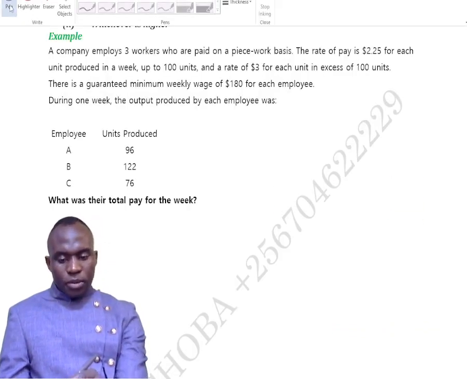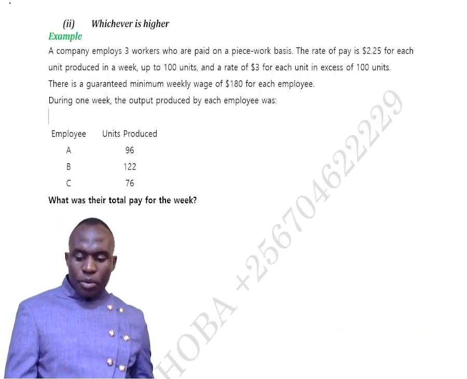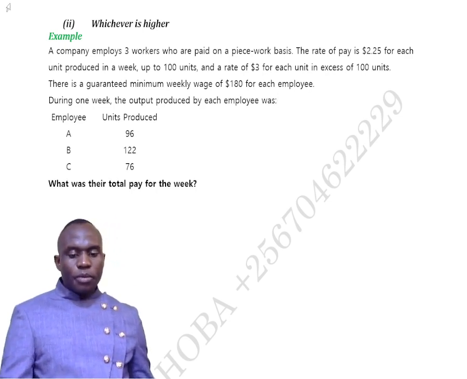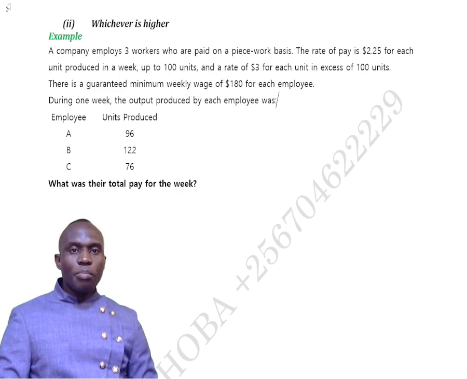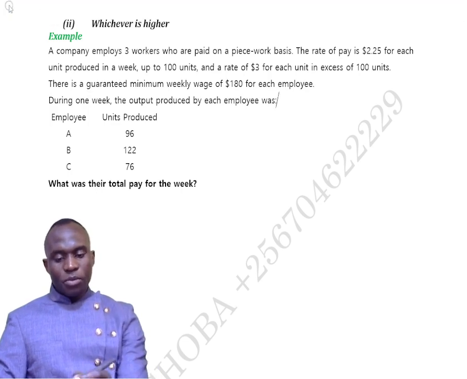Okay, we look at whichever is higher. Now, whichever is higher is simply like the minimum wage that countries normally set, that no employee should be paid below a certain amount. For example, we have this question we are trying out.